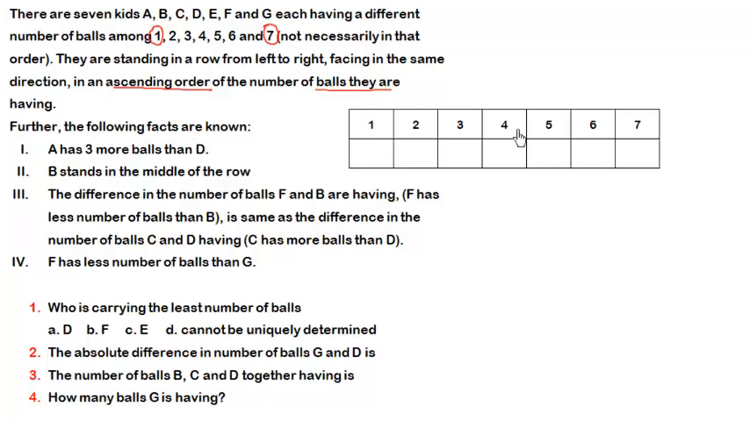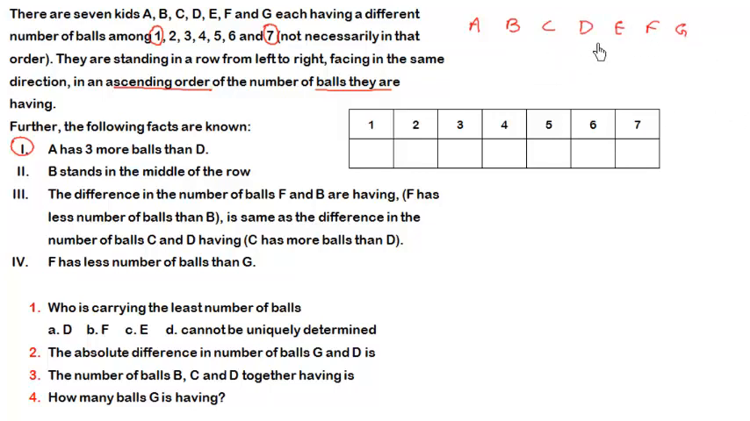So this is the order in which they will be standing, and obviously it is also the number of balls they will be carrying, right? Now let us take the first condition. It says that A has 3 more balls than D. Now let me write the kids' names here. So it is A, B, C, D, E, F and G.